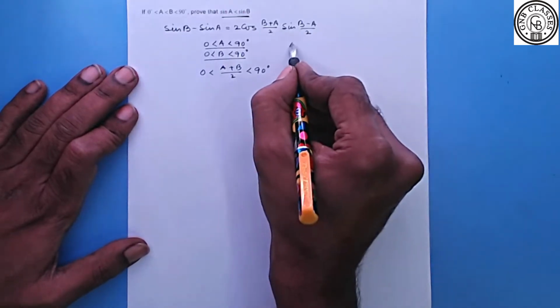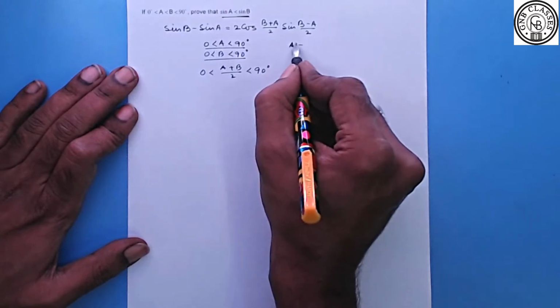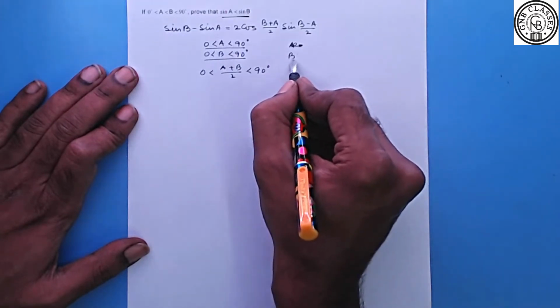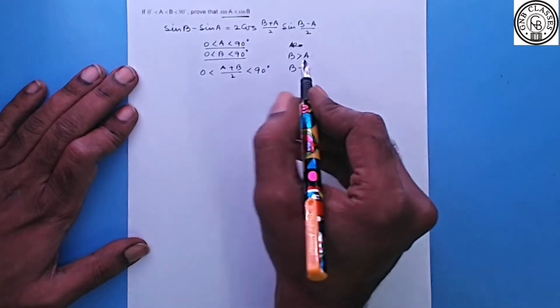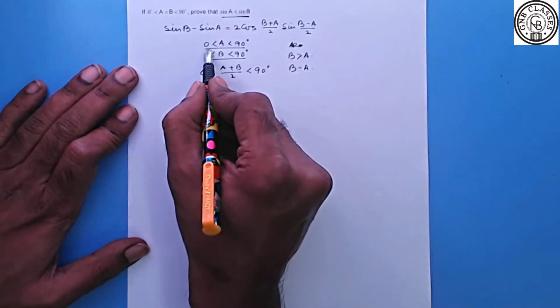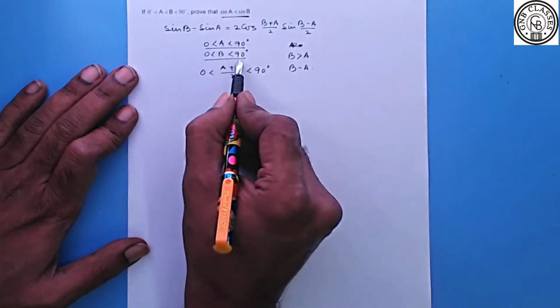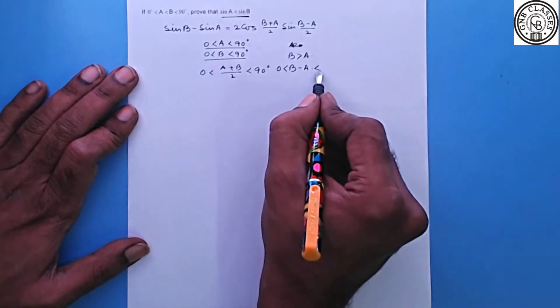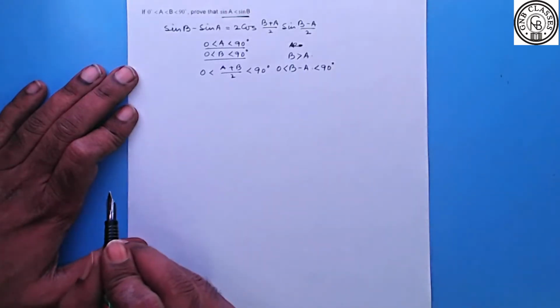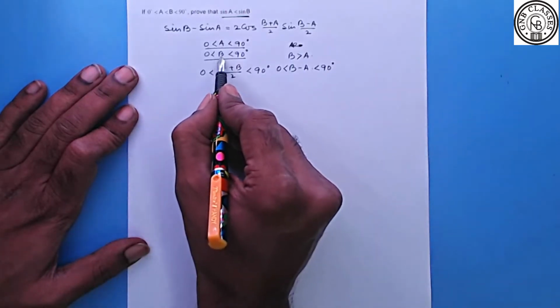And what is A minus B? Okay, let us just do this because here B is greater than A, right? So what is B minus A? As A is lying between 0 and 90 and B is lying between 0 and 90, therefore B minus A will also lie between 0 and 90 degree. Don't do it this way, this minus this.